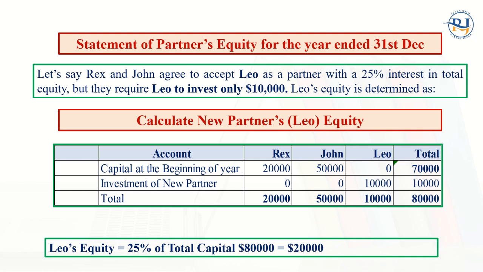So how? First of all, calculate the total capital. How much is the total capital? We know that 20,000 and 50,000 and 10,000 will be 80,000. 80,000 is the total, and 25% of the 80,000 is $20,000. So now $20,000 will be considered as Leo's interest in the partnership firm. But actually Leo is bringing 10,000, and they will consider $20,000, double. He is investing less money but getting more equity because of his name, because of his quality, because maybe he has more contacts.